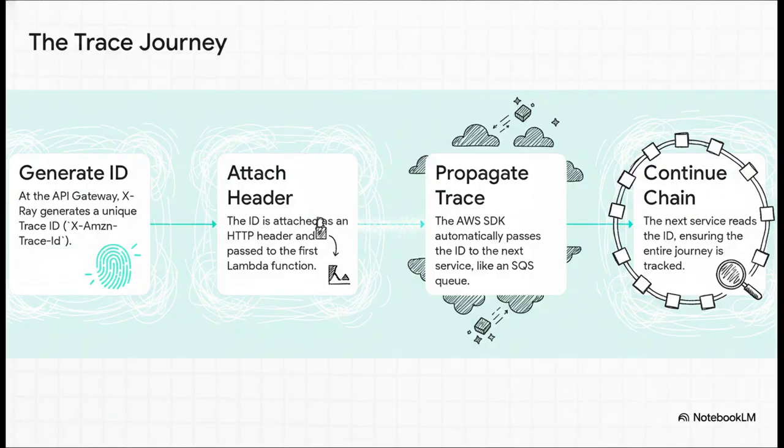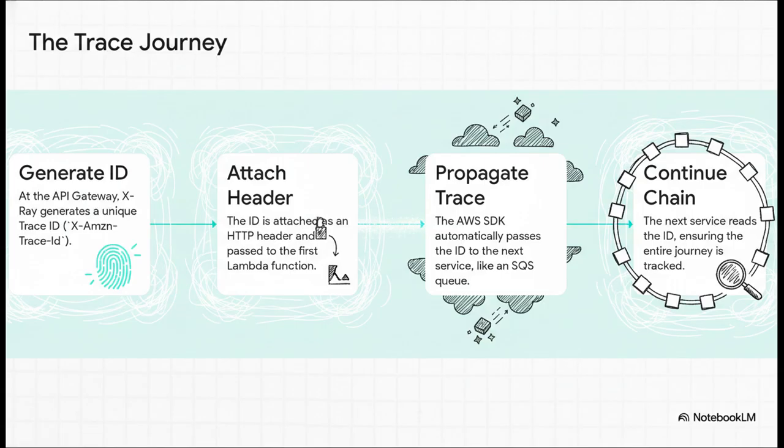Okay, so how does this magic actually work? Well, it's surprisingly clever. As a request first hits your system, let's say at an API gateway, AWS X-Ray slaps a unique ID on it. Think of it like a digital passport. Then, as that request moves to the next service, like a Lambda function, that passport goes right along with it.